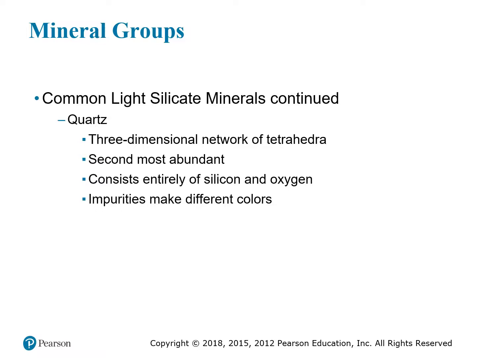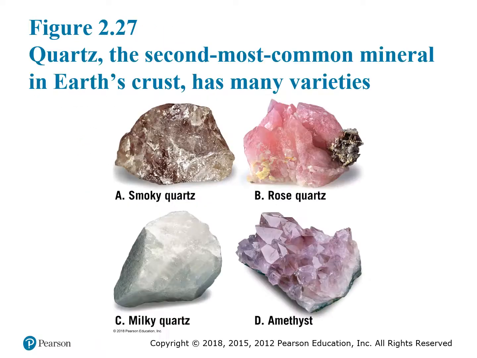Quartz is a very common light silicate mineral, which has a three-dimensional network of tetrahedra. It's the second most abundant mineral and consists entirely of silicon and oxygen, but it may have impurities which can change the color of the mineral. So again, here are some good pictures showing those differences in color that all make quartz, but with different impurities.